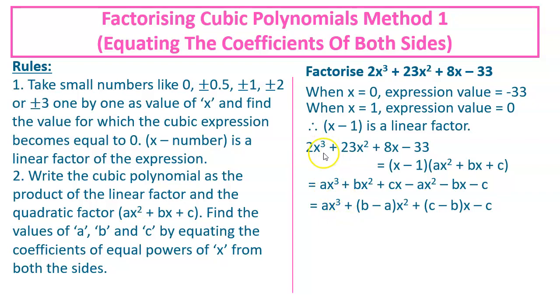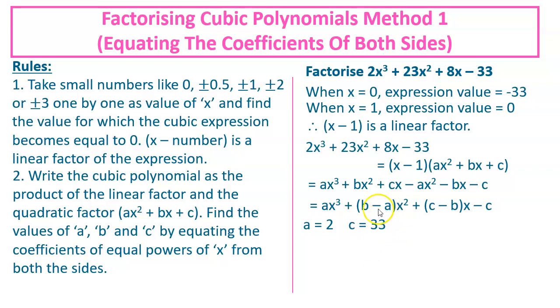Equating the coefficients of x cubed, we get the value of a to be equal to 2, because it is 2x cubed on the left hand side and it is ax cubed on the right hand side. So a equal to 2. We can go for the b minus a and 23, but I have taken c, I have found the value of c first, and then I have moved on to the b part. The constant term on the left hand side is minus 33 and the constant term on the right hand side is minus c. So c is equal to 33.